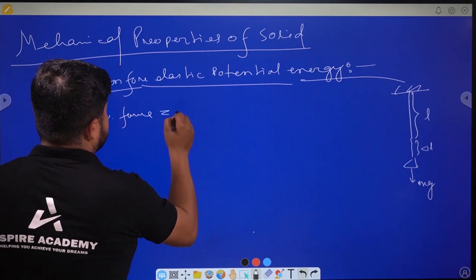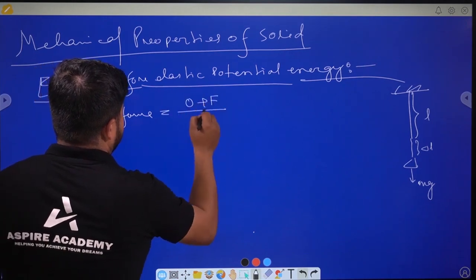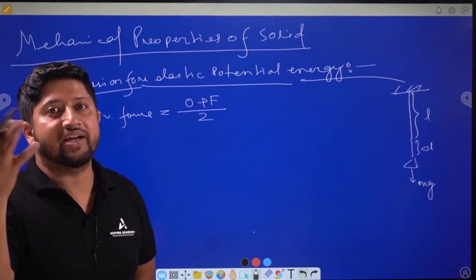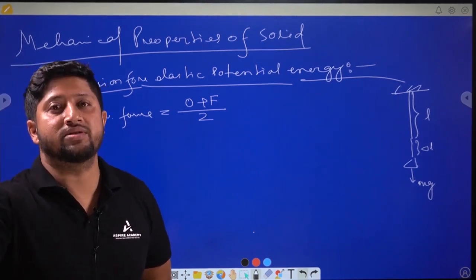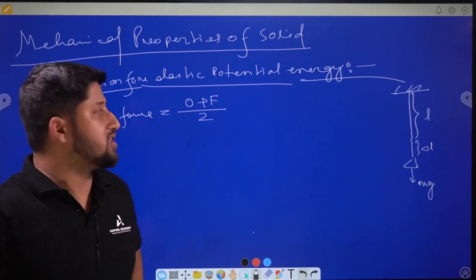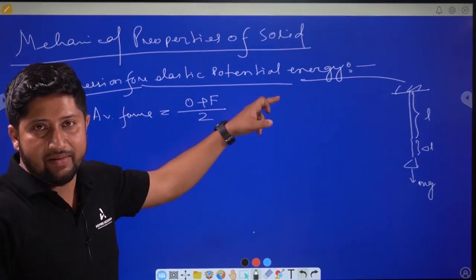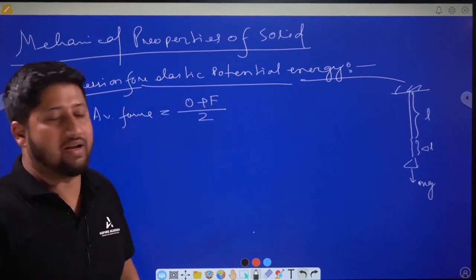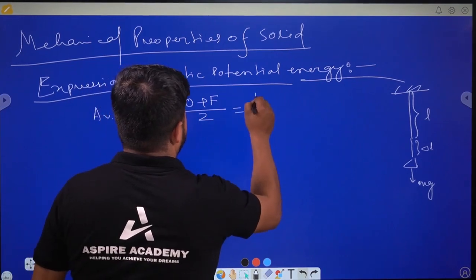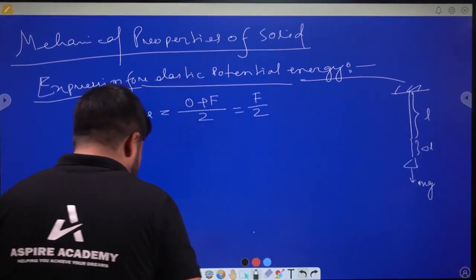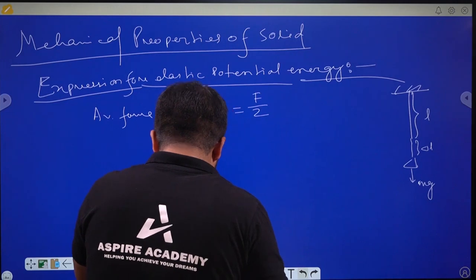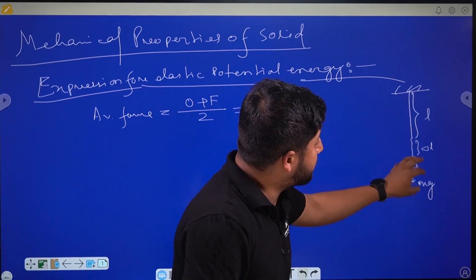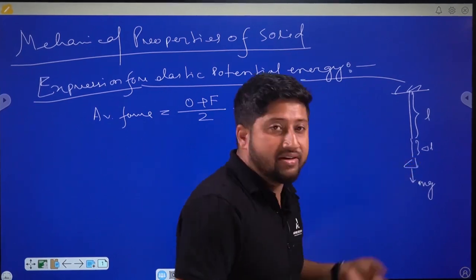What is the average force? It is 0 plus F divided by 2, because there are two terms, and we calculate the average of two terms by dividing by 2. The initial force is 0 and the final force is F, so the average force is F by 2. Now, if the length increases after applying the force F, then increasing the length means what?